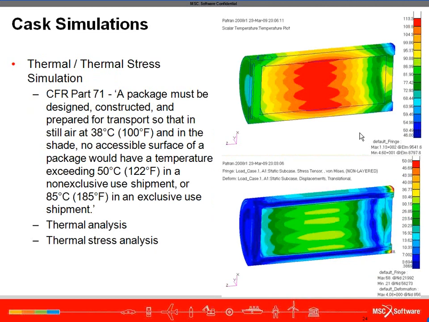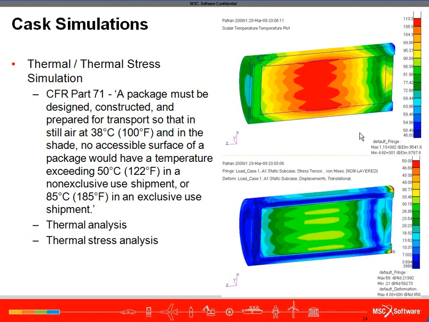Shown here is a thermal structural simulation of the cask during shipping. The heat generation from the rods still generates enough heat that it can be of concern, so we have to consider this. In this analysis, we can calculate the temperatures throughout the cask. Those are shown in the upper image and must meet our Part 71 requirements shown in this slide, in this case a maximum temperature of 122 degrees Fahrenheit.